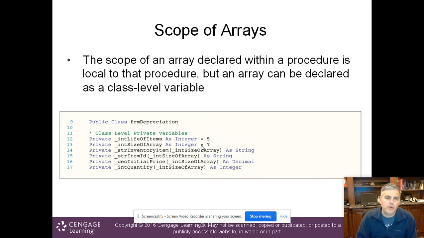So the scope of an array, we've been talking about scope of variables all along. The scope of an array is declared within the procedure as local to that procedure, but an array could be declared at a class level. So an array is just like any kind of variable. If you declare it inside a sub-procedure, it's local to that sub-procedure, but if you declare it at the class level, you'll be able to use it anywhere. Okay, so scope works the same with arrays as it does with any other value. So keep that in mind when you're declaring your variables.